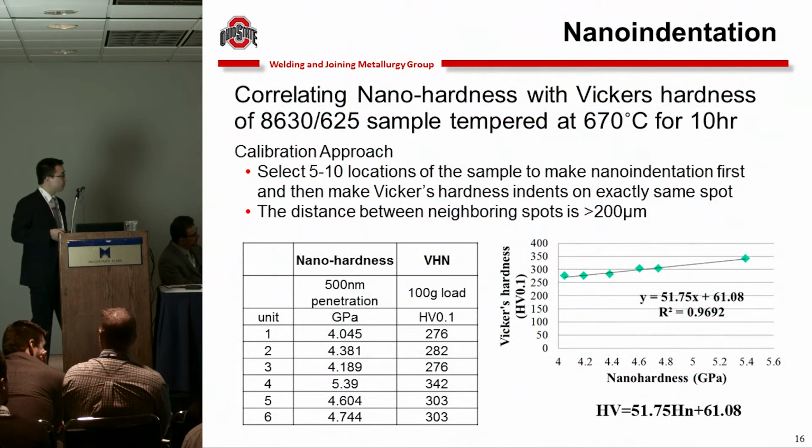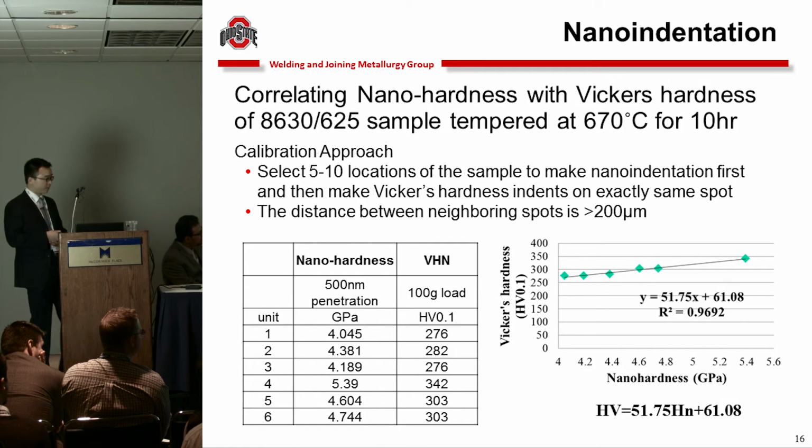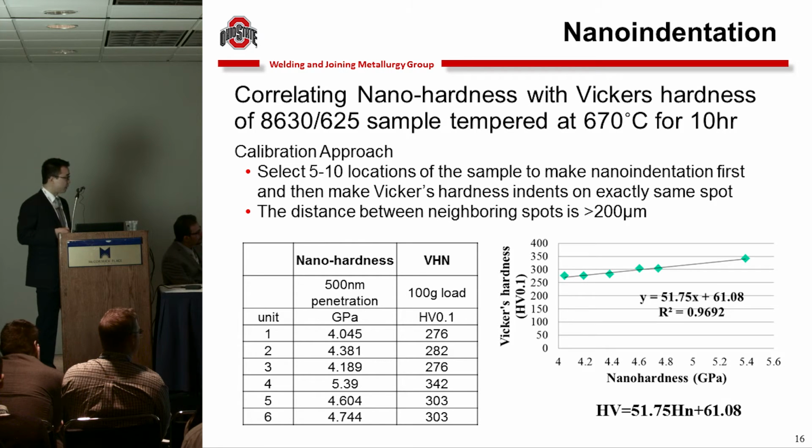But the nanohardness is in the units of gigapascal. So we need to convert the nanohardness to the Vickers hardness. Theoretically, there's a relationship that the nanohardness multiplied by a constant 92.7 equals Vickers hardness. But there's some size effect on the hardness, so we cannot use that simple equation.